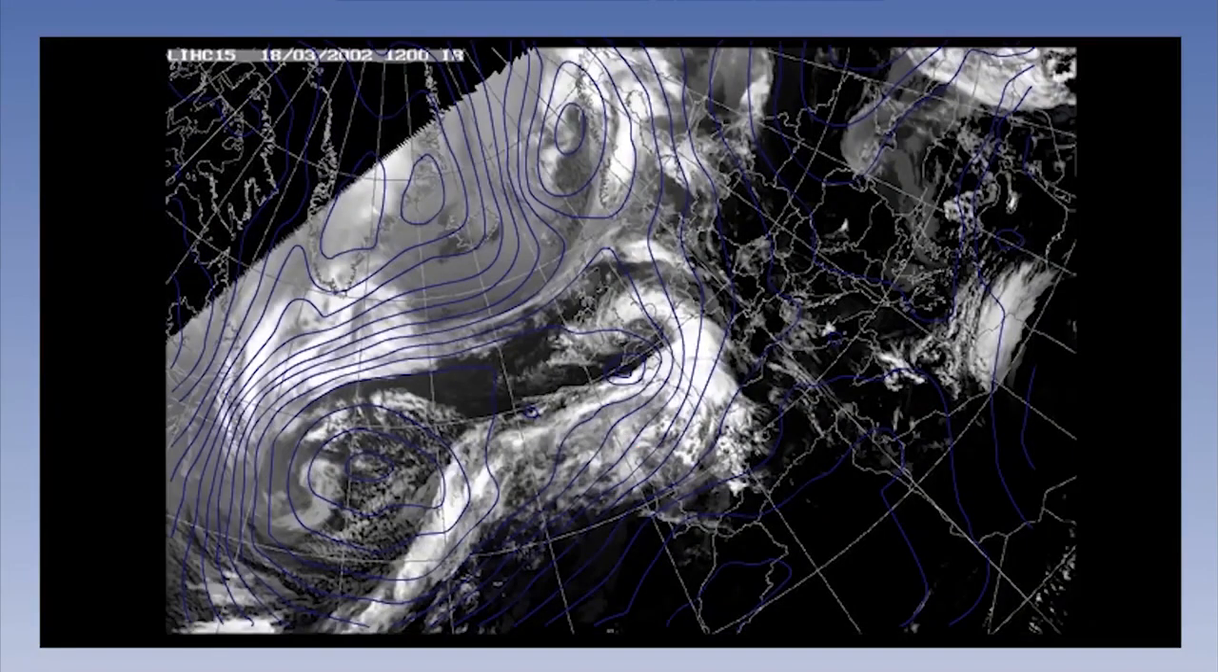Now we can see the same picture, but using the infrared channel. Here we can see the same features that we did on the visible, but it is also easier to make out another frontal system to the north, which was a little vague on the visible picture.